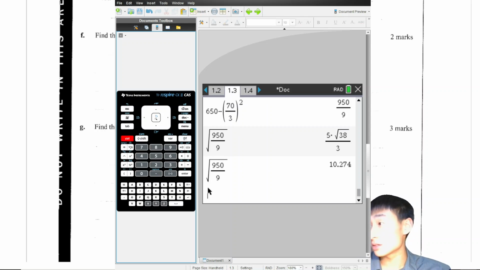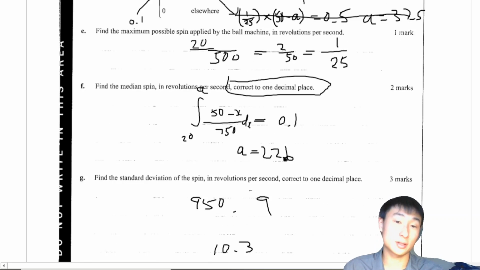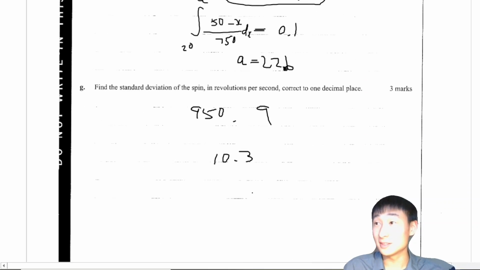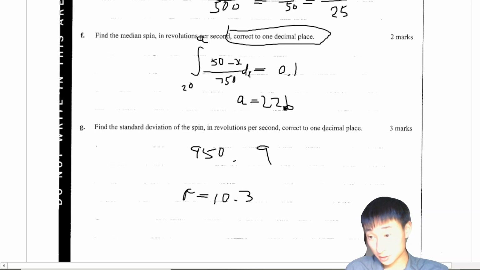And then I get 10.2, 10.3. 10.3. Okay. Look, that doesn't look horrible. But I think I've applied the formulas correctly. Yeah, I think I have.